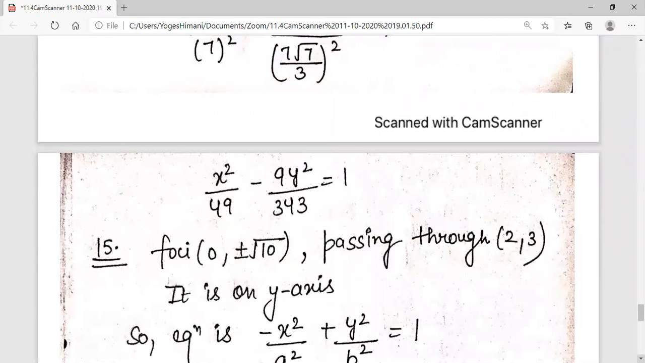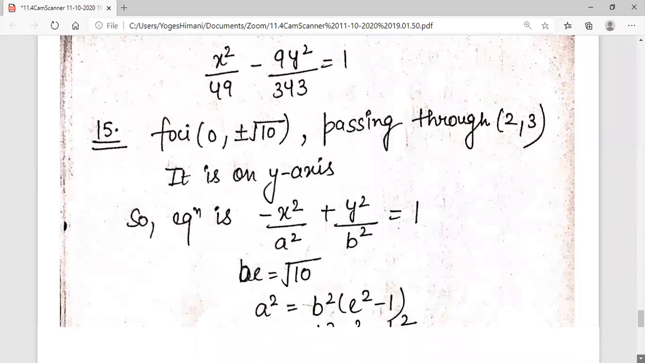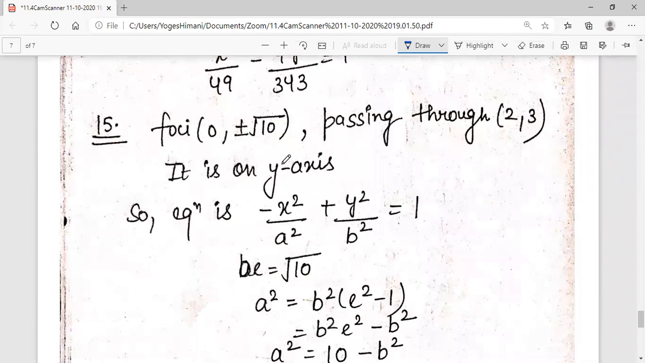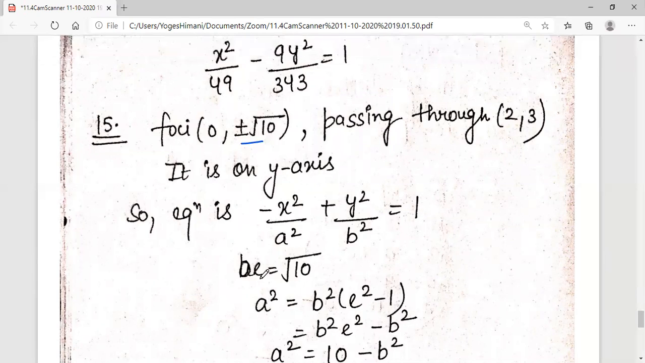Now the last question of this exercise. Question number 15. The focus point is given, 0 comma plus minus under root 10, and it passes through the point 2 comma 3 and is on the y-axis. Now listen, students, the focus point means the BE value is given, under root 10. And because it is on the y-axis, what will be the equation of the hyperbola? Minus x square by a square plus y square by b square is equal to 1. Now we need the a value also.